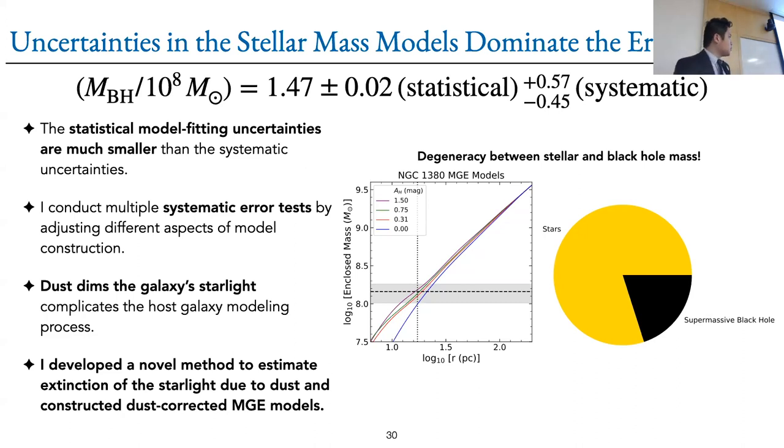And because we're working in the regime where the stars, in this case, are the dominant component of the mass budget, the models have a hard time distinguishing: do we need more stellar mass and a lower black hole mass, or do we need a higher black hole mass and lower stellar mass? So this is what's known as a degeneracy, when you have the same scenario explained by two different situations with the stars and the black hole.